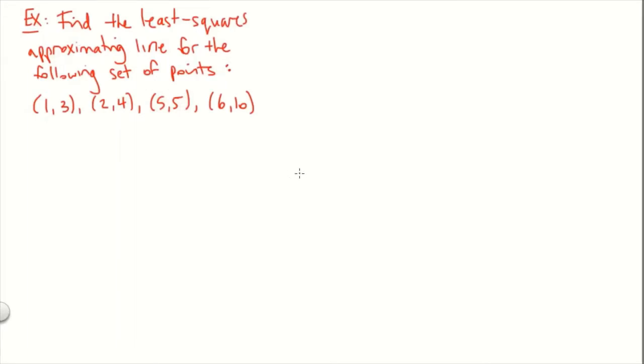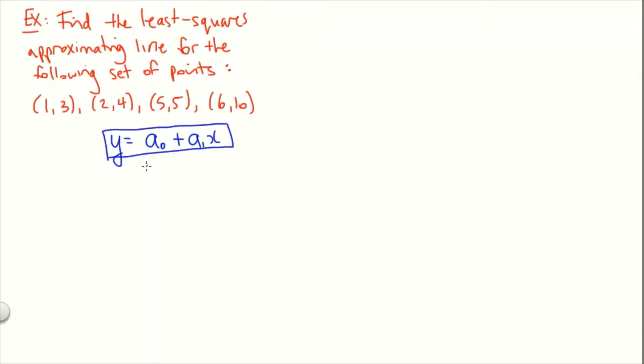Let's find the least squares approximating line for the following set of 4 points. Well, this least squares approximating line is sometimes called the least squares regression line. It's going to have a formula that looks like this: y will be equal to some constant plus some coefficient times x.